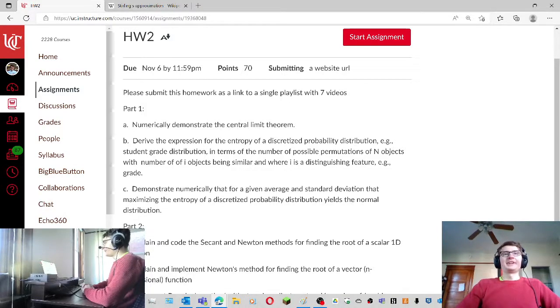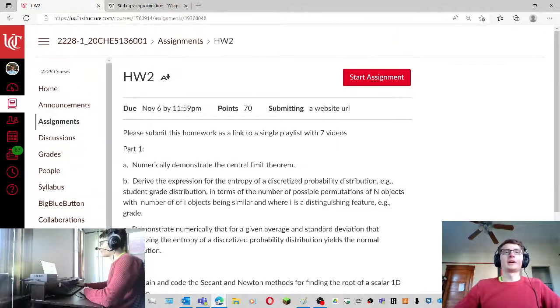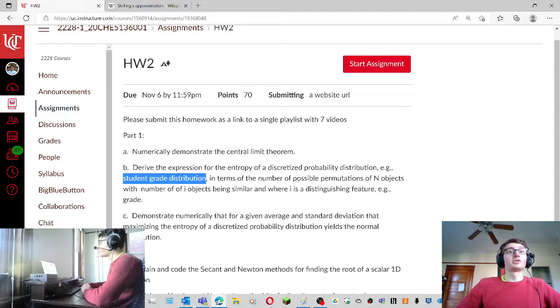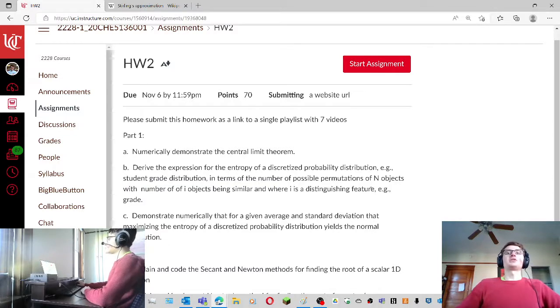Hello, everybody. This is part 2, or I guess part 1B, of my homework 2 for comp methods, and I am going to derive the expression for the entropy of a discretized probability distribution. I'll use an example of a student grade distribution in terms of the number of possible permutations of n objects, with the number of i objects being similar, where i is a distinguishing feature, for example, the grade.